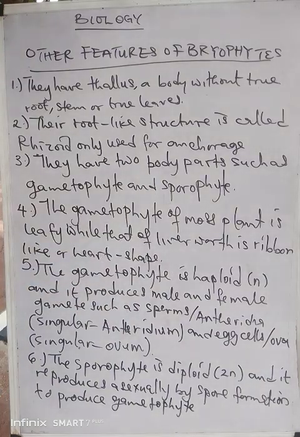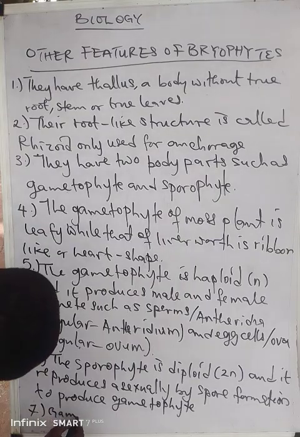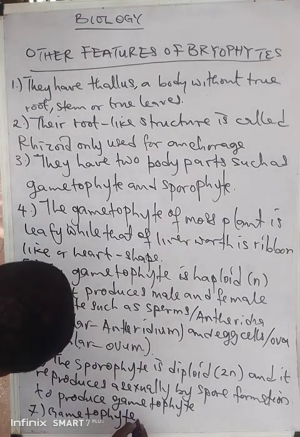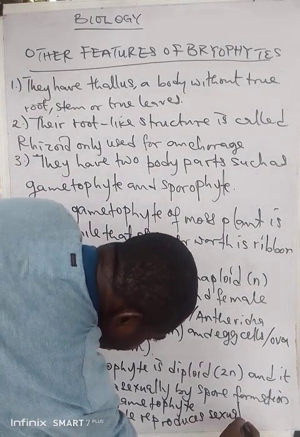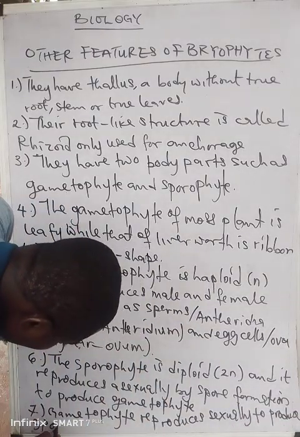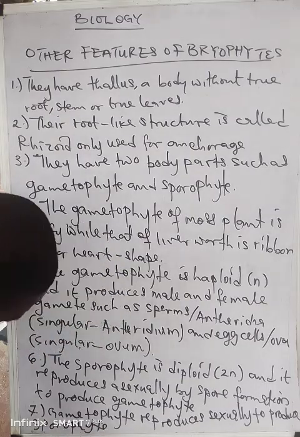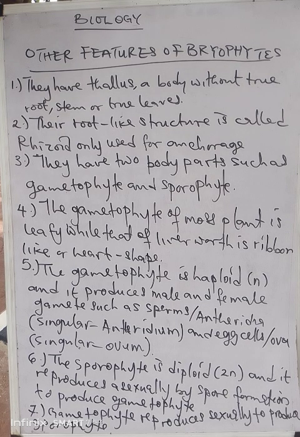So sporophyte produces gametophyte and gametophyte produces sporophyte. So point number 7 is that gametophyte reproduces sexually to produce sporophyte. So the gametophyte produces sporophyte. The sporophyte produces gametophyte. But the sporophyte does its reproduction asexually. Asexually in the sense that it does not need male and female coming together. It does not need sperms to fertilize eggs. Are we there?